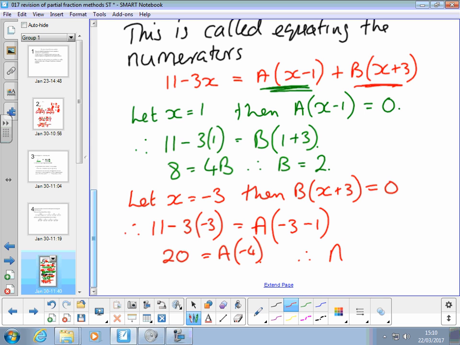Therefore, a equals 20 over minus 4, minus 5. Agreed? Yeah.